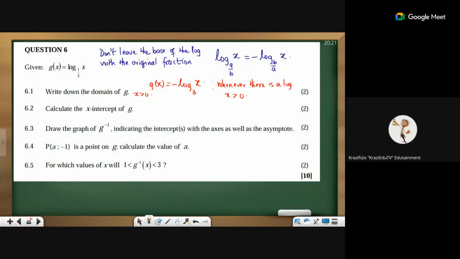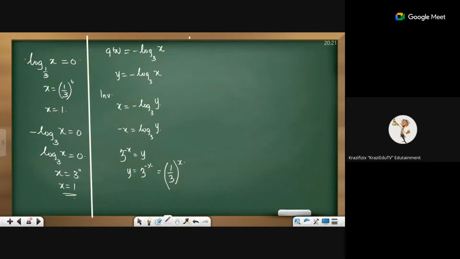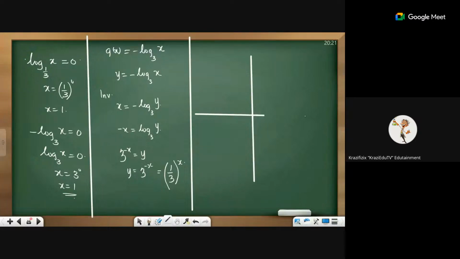Oh, we want to sketch, right? We want to sketch. Okay, let's sketch quickly, everybody. Let's sketch. Ooh, finance has suffered today. Money, money, money.